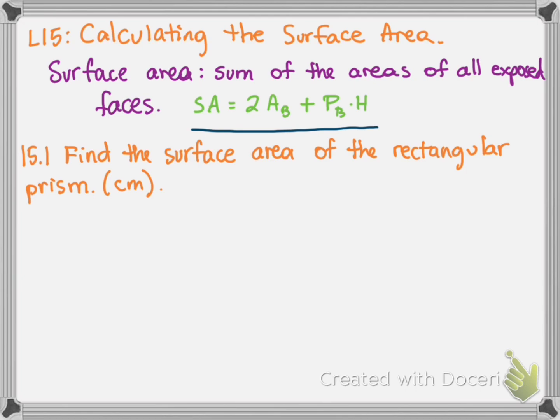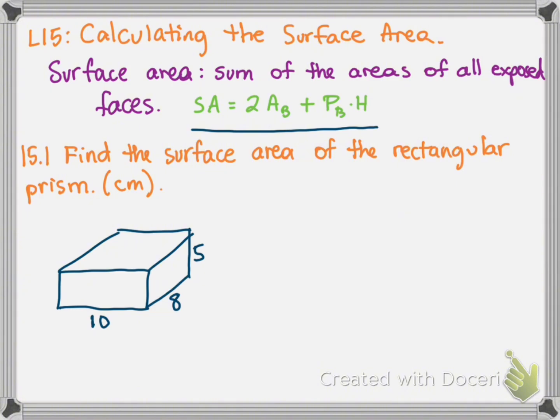So let's see the first example. It says, find the surface area of the rectangular prism. And they give us a drawing like that. And the rectangular prism, we could use this same formula that is given here, but there's even an easier way to do it. And so in math, we always look for the easiest way to do things.